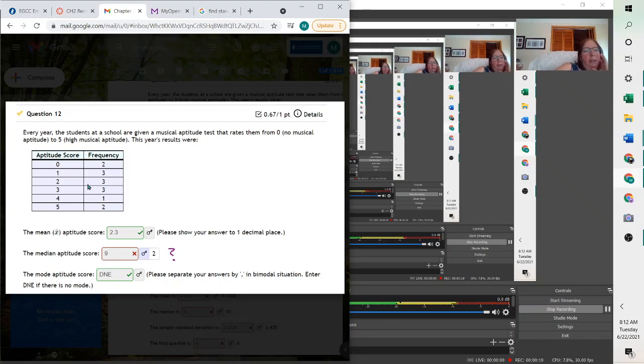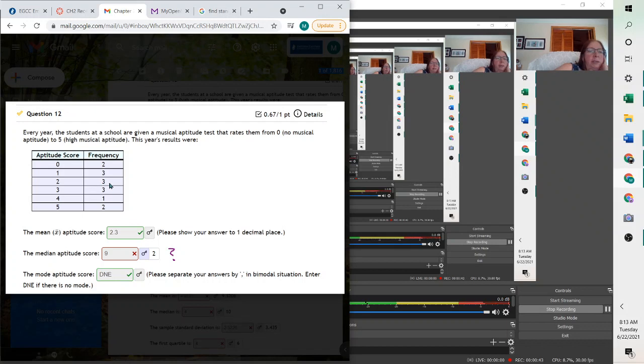If you add up how many there are, there's 14, which is an even number, so there's not a middle value. So you add the two middle values together and divide by 2. If we find the two middle values, since there's 14, it would be the 7th and 8th one, because I took 14 divided by 2, to get number 7 and number 8.